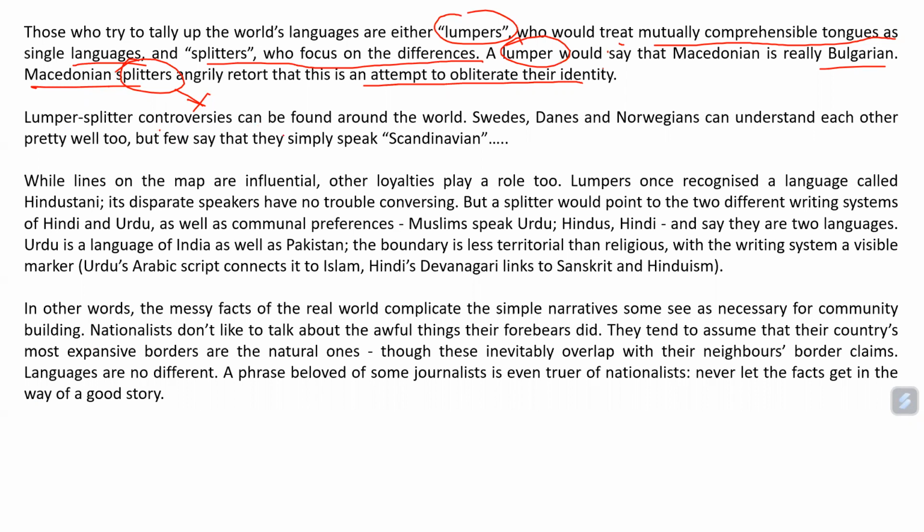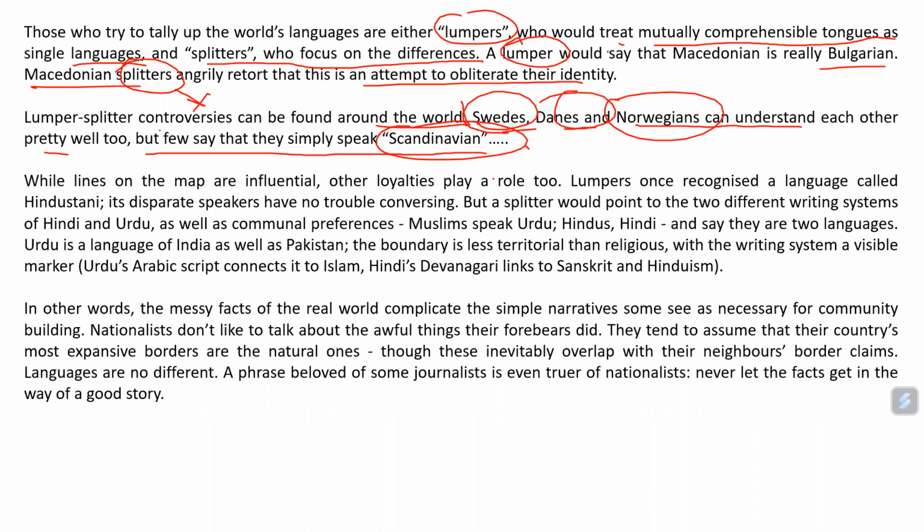Lumper-splitter controversy can be found around the world. Swedes, Danes, and Norwegians can understand each other pretty well too, but few say that they simply speak Scandinavian. So Scandinavian is what? The language that might be spoken by Swedes, Danes, and Norwegians cumulatively, right? While lines on the map are influential, other loyalties play a role too.